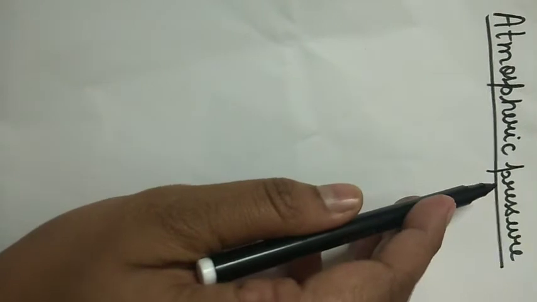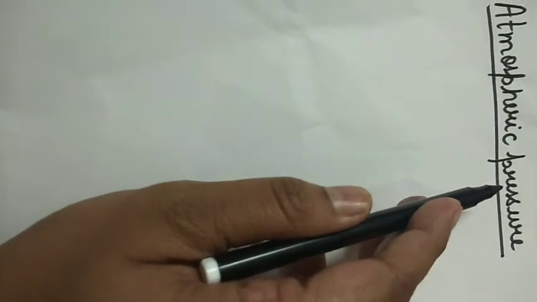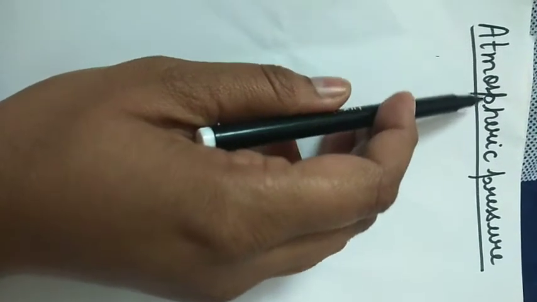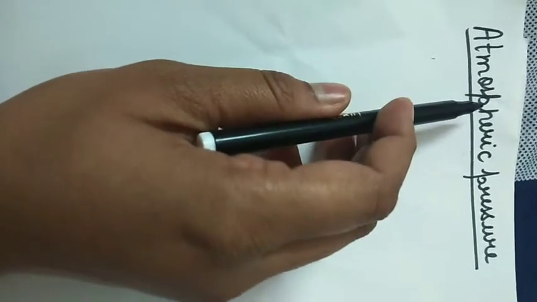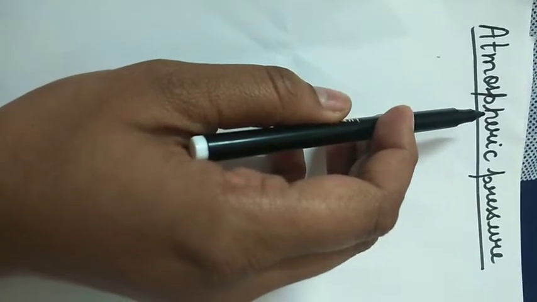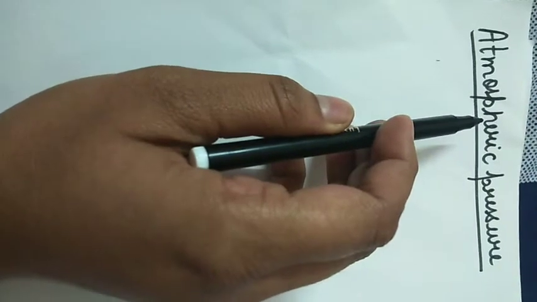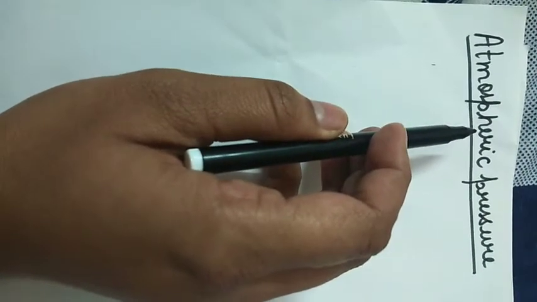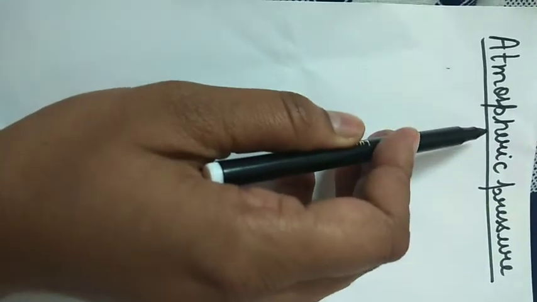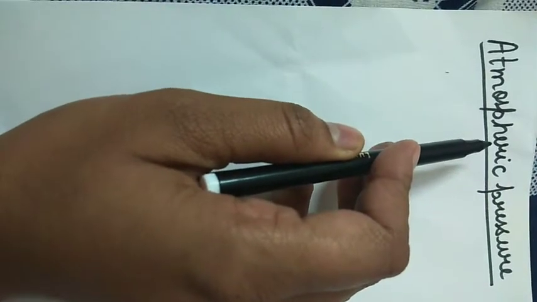Students, our next topic is atmospheric pressure of the chapter force and pressure. Now, atmospheric pressure is something which is related to the atmosphere, and you are all already well versed with the atmosphere. What is atmosphere? Atmosphere is the surrounding which is present around us, like water, trees, plants, air, etc.